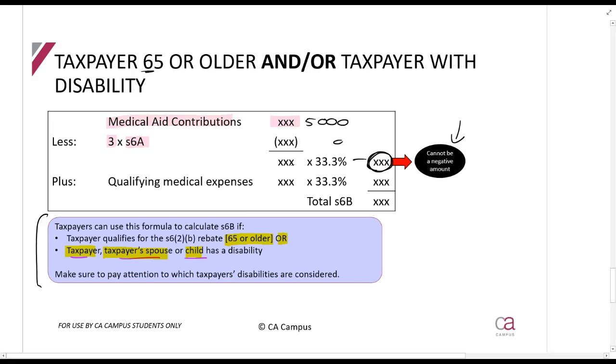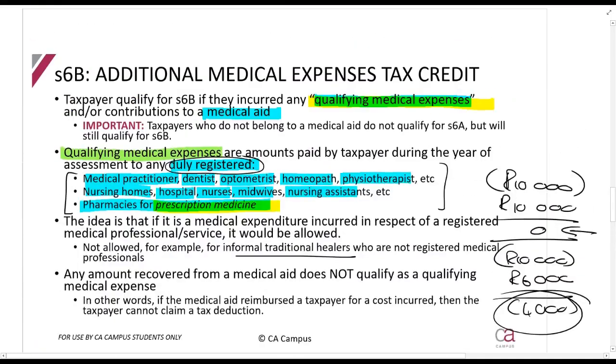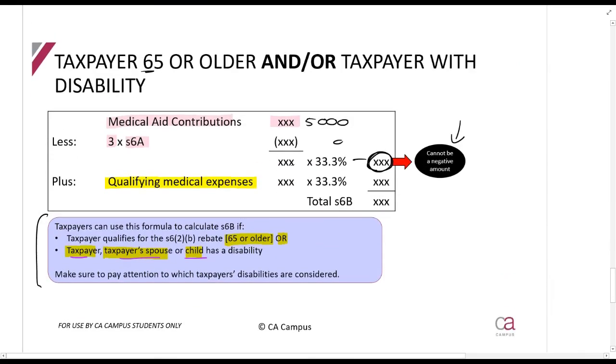You then take all of your other qualifying medical expenses. So those qualifying medical expenses were these ones we spoke of here, which you pay to a doctor, the pharmacy, etc. And you get 33.3% of that as well. You add those 2 up, and that gives you the total Section 6B amount.